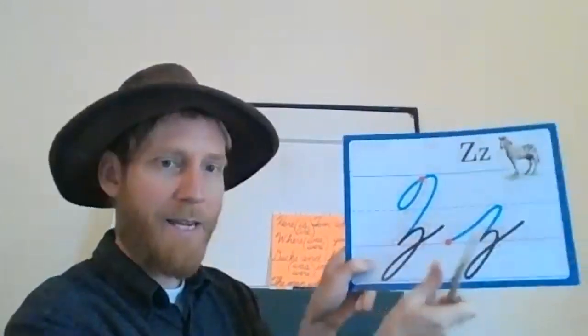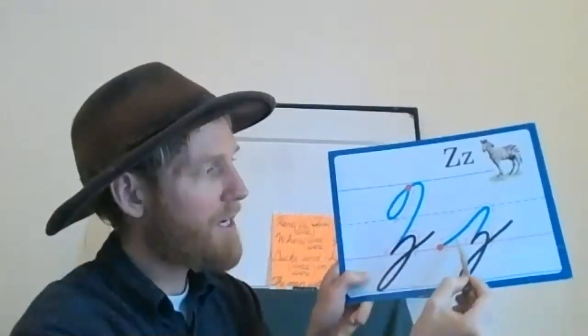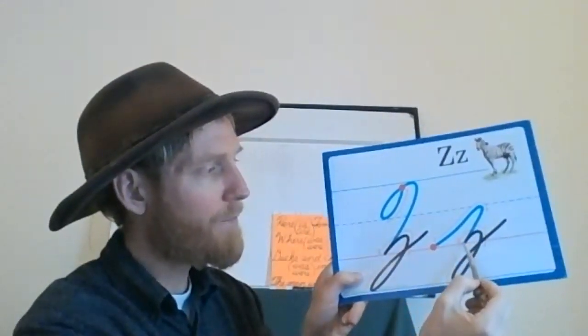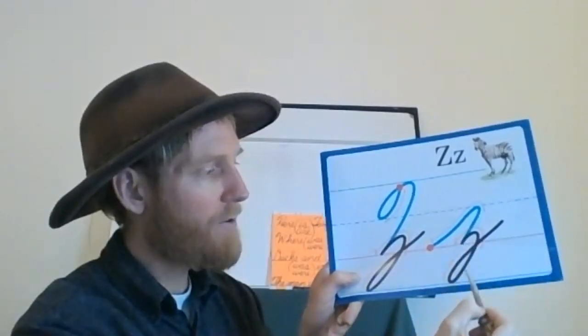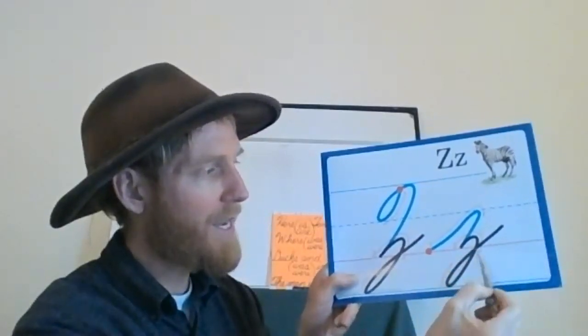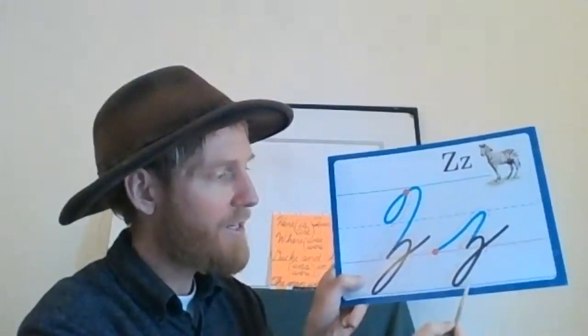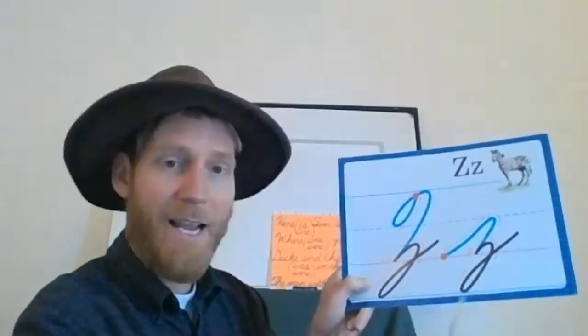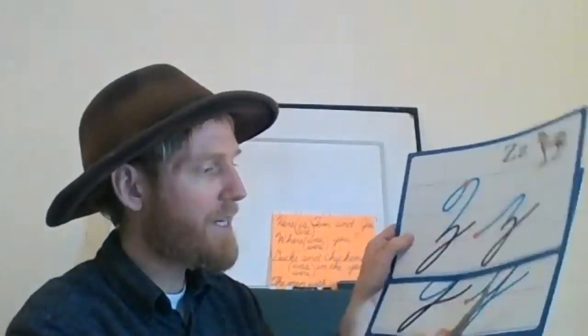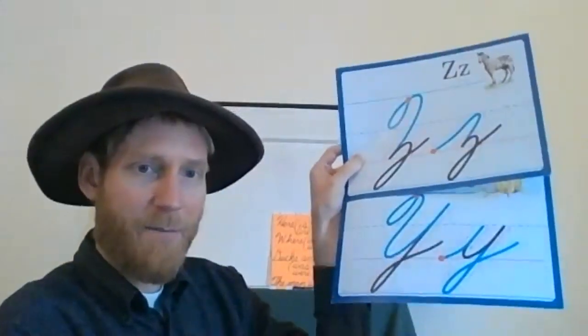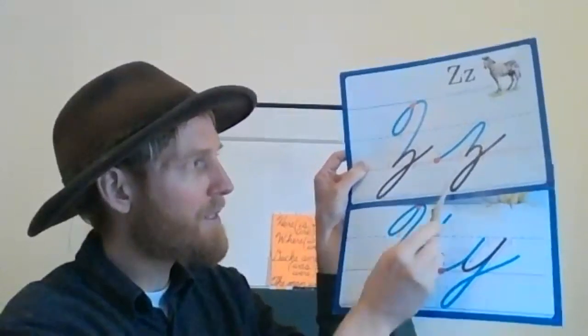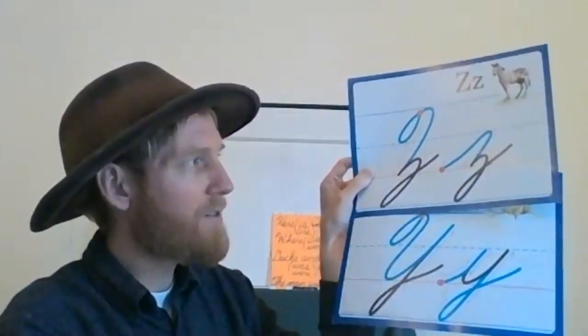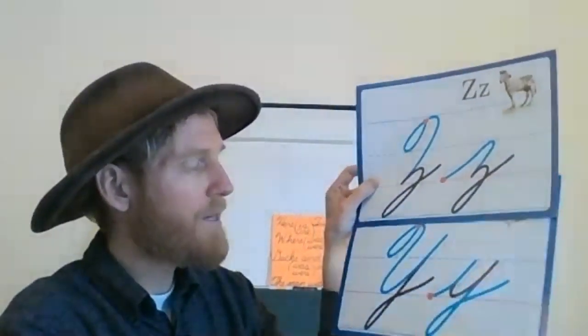Let's go to lowercase z now. We start there at the dot, go up, down, bounce up, down, come around this way and into the next letter. Notice how wide those are. Notice the slant and the shape, both of Z and Y, very similar as far as the tail and how they start, at least with the capital ones.